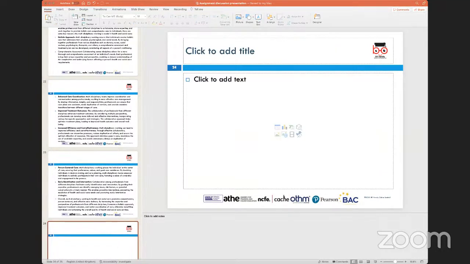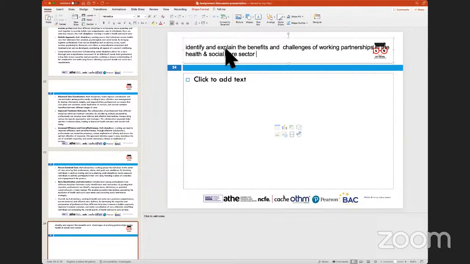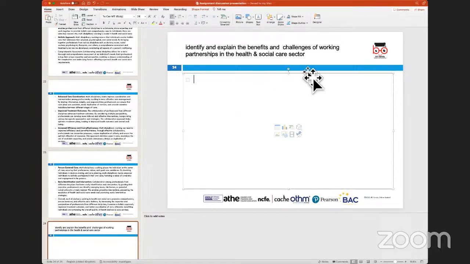The second part of the task talks about how I need to identify the benefits and challenges of working in partnerships within the health and social care sector. So here I could do a table, essentially. It's simple because sometimes it is easier to present these benefits and advantages or challenges as a table. And you could do a table in the PowerPoint rather than creating multiple slides. But whichever way you look at doing it, you are able to do so.